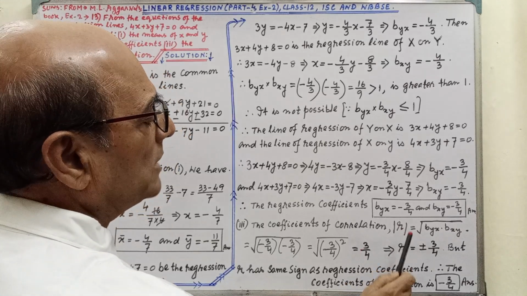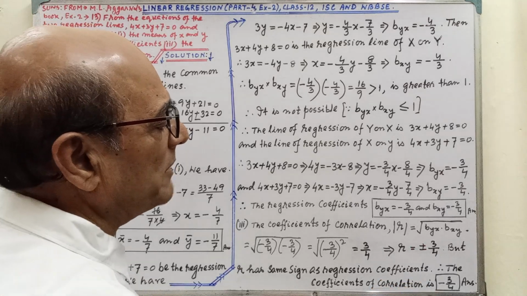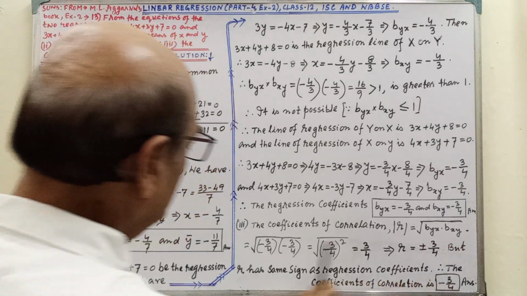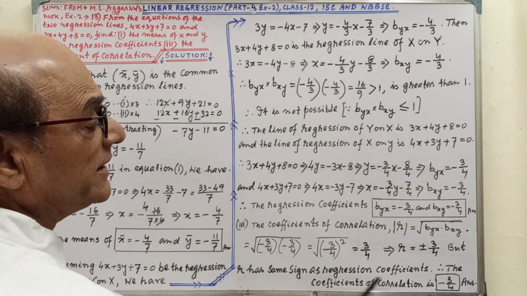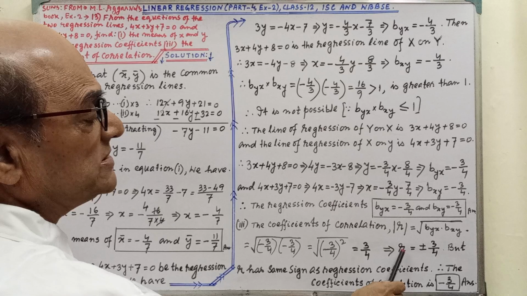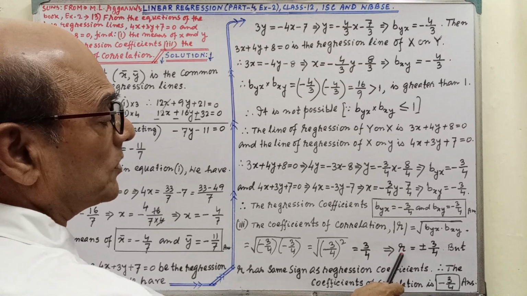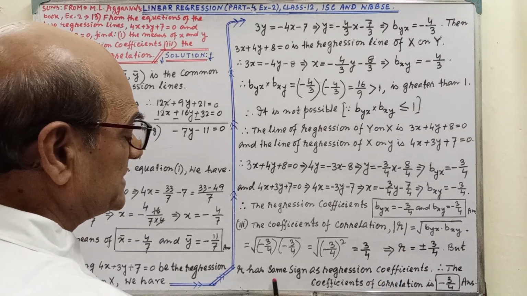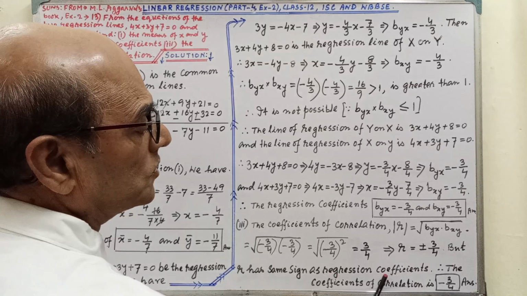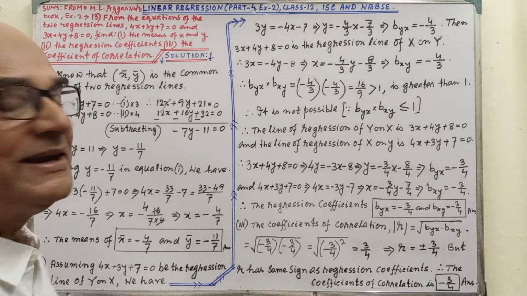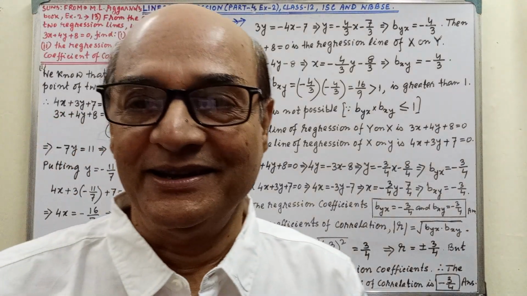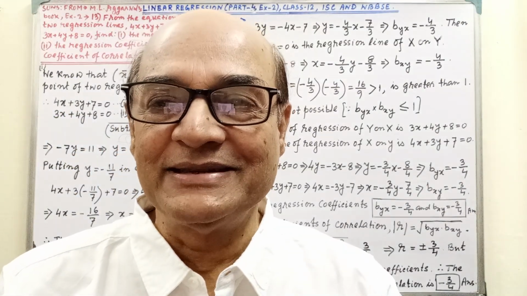If I omit the mod, then it will be plus minus 3 by 4. But r has the same sign as the regression coefficient. That is, the coefficient of correlation will have the same sign as the regression coefficient. Therefore, the coefficient of correlation is minus 3 by 4. I think it is clear. If you follow the steps, then easily you will understand.